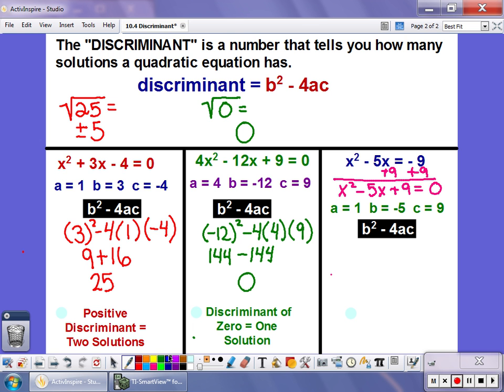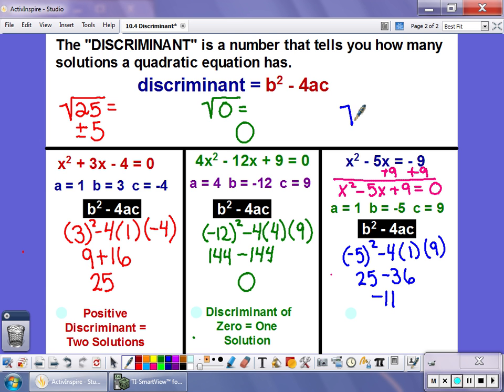So my b value is negative 5, so I'm going to have negative 5 squared minus 4 times a, which is 1, times c, which is 9. So negative 5 squared, negative 5 times negative 5 is 25. Negative 4 times 1 times 9 is negative 36, which gives me a discriminant value of negative 11.